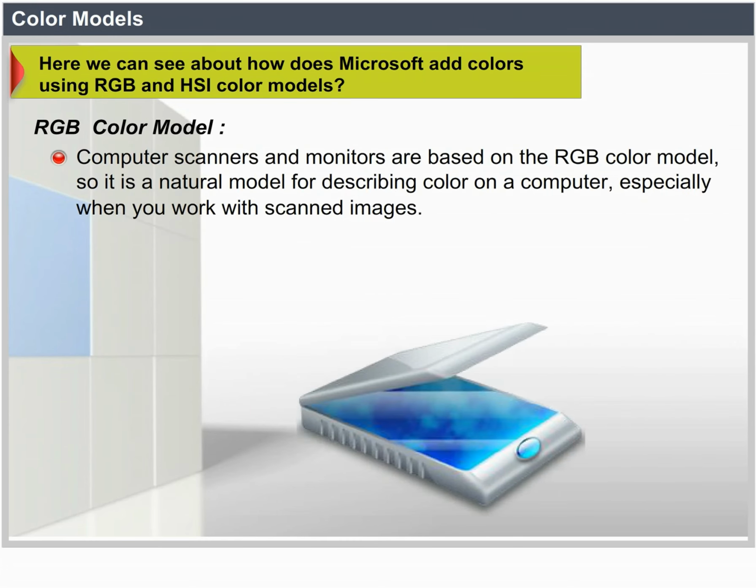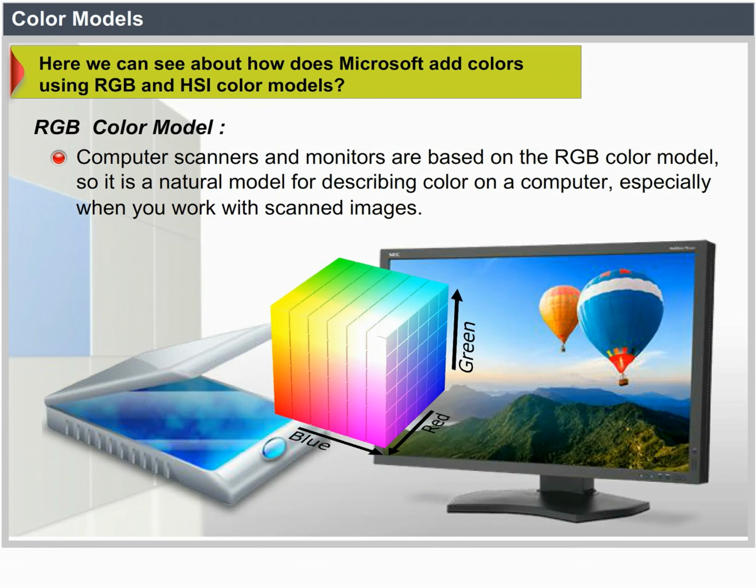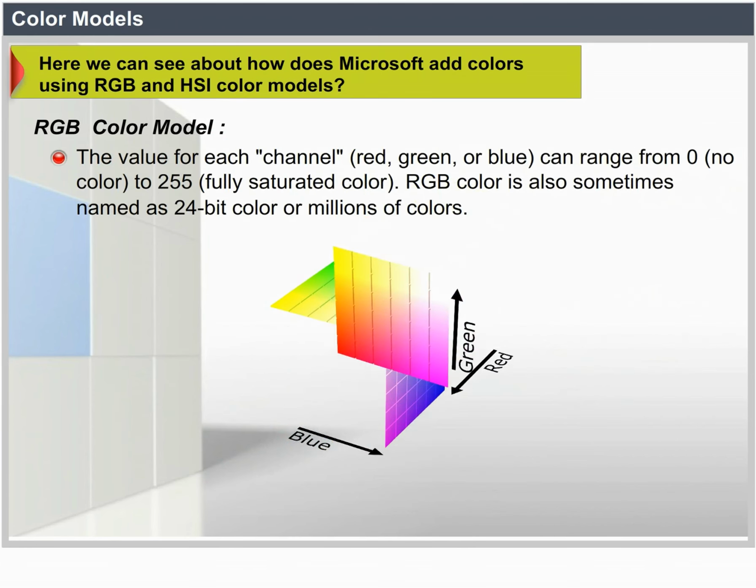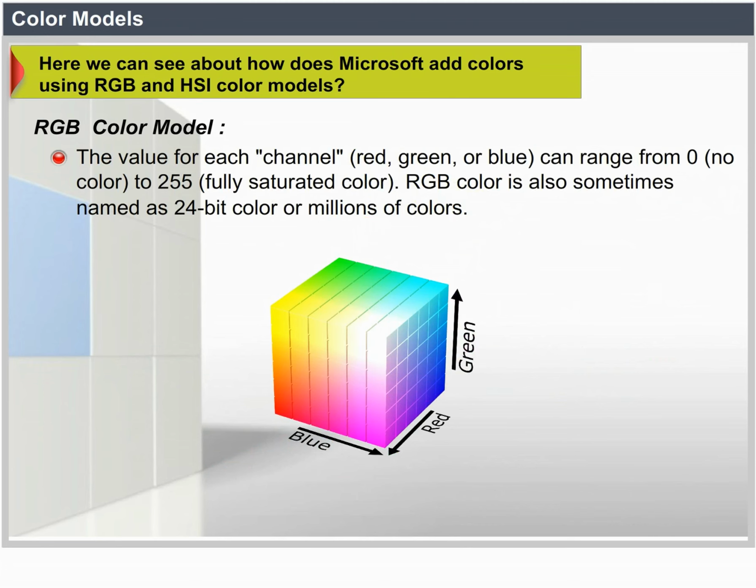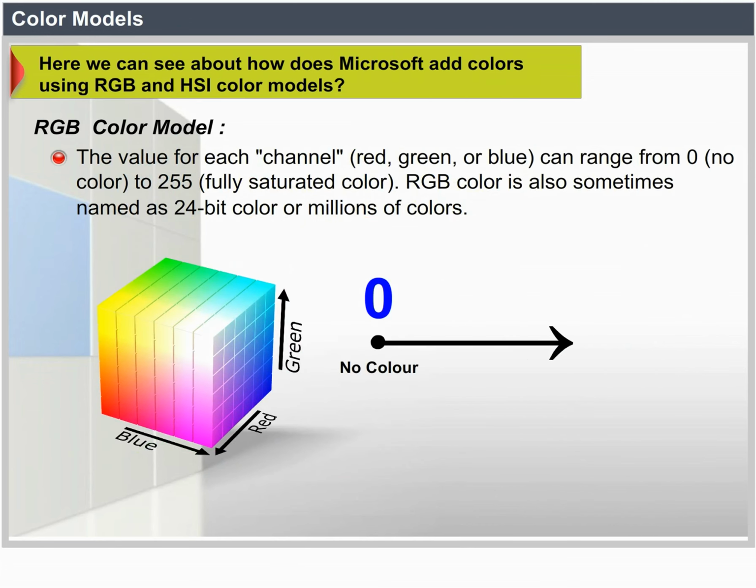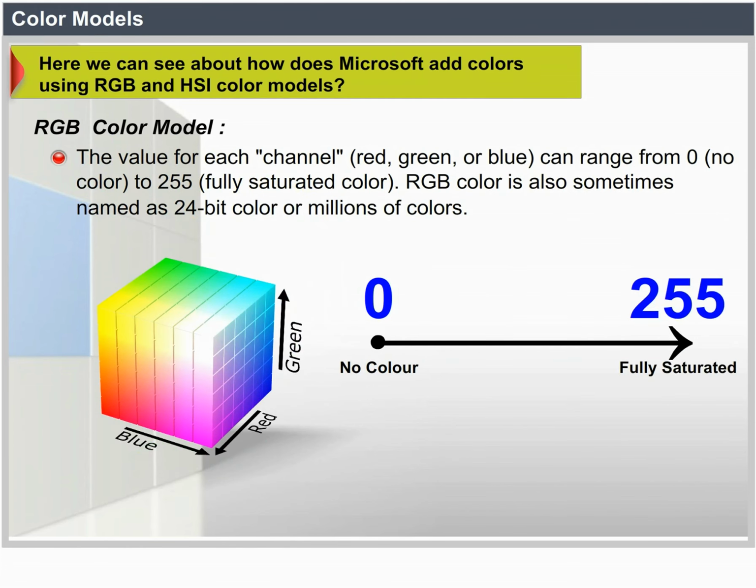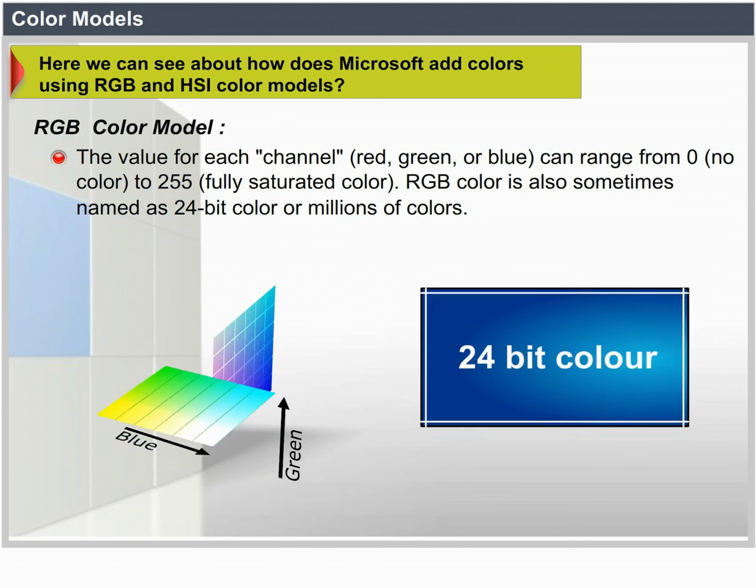Computer scanners and monitors are based on the RGB color model, so it is a natural model for describing color on a computer, especially when you work with scanned images. The value for each channel, red, green, or blue, can range from 0, no color, to 255, fully saturated color. RGB color is also sometimes named 24-bit color or millions of colors.